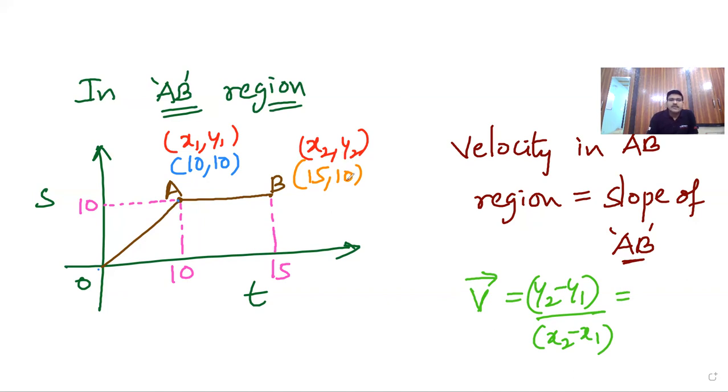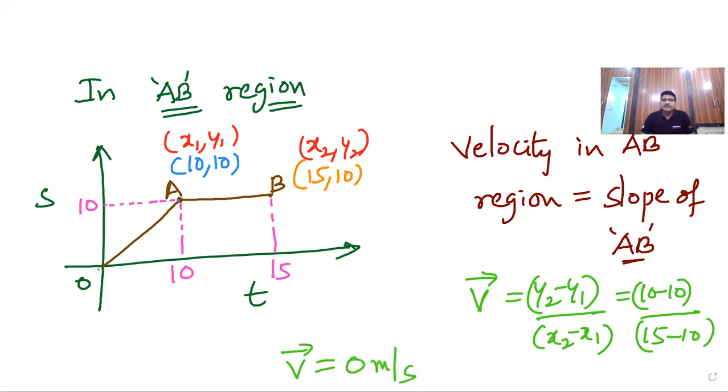y2 is 10 and y1 is 10. So 10 minus 10 by x2 15, x1 10, 15 minus 10. So 10 minus 10 is 0, 0 by 15 minus 10 which is 5, 0 by 5 is 0. So velocity in the AB region is 0 meter per second. Is it clear?